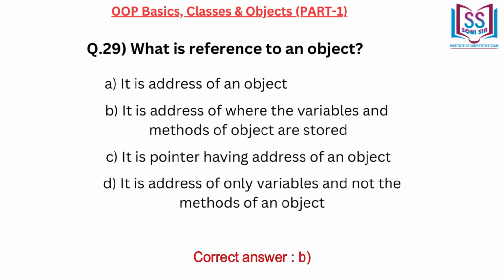Correct answer, B. Reference indicates the address where the object's variables and methods are stored. It is not the actual address of the object. This is done to directly use the variables and methods whenever required.